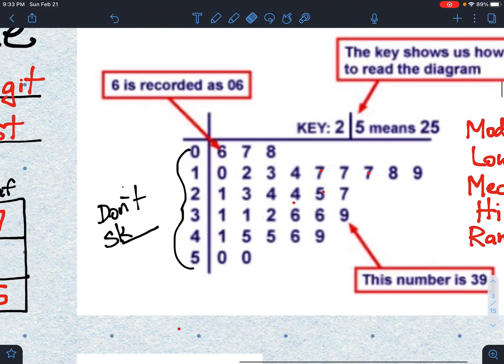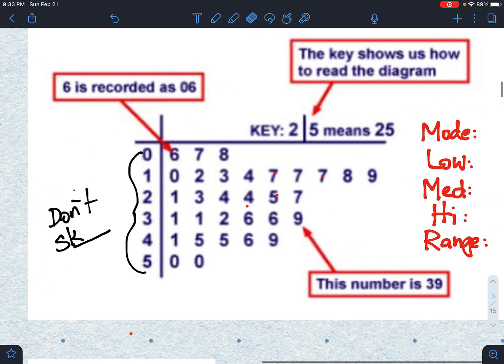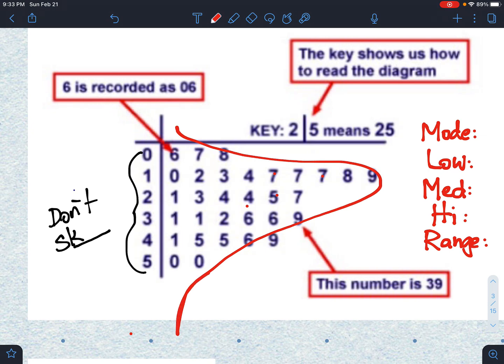All right, here's a stem and leaf graph, the way that it looks. You'll see it looks a little bit like a bar graph because the data is collected off to the right. So we have this shape that we can see in a bar graph, and that's how we're going to see it in our stem and leaf graphs with the numbers.